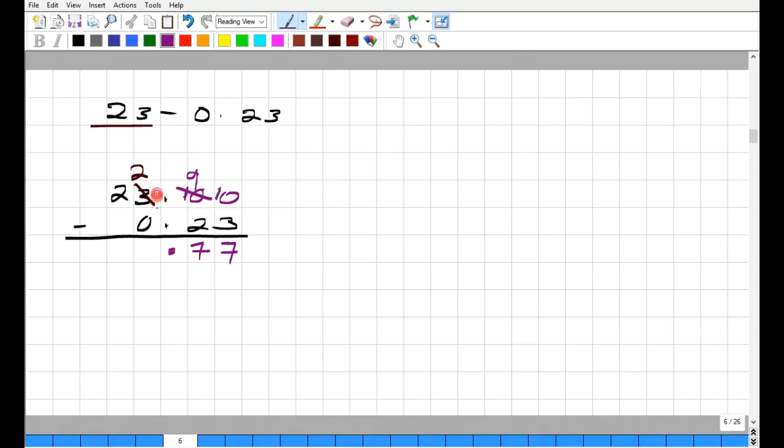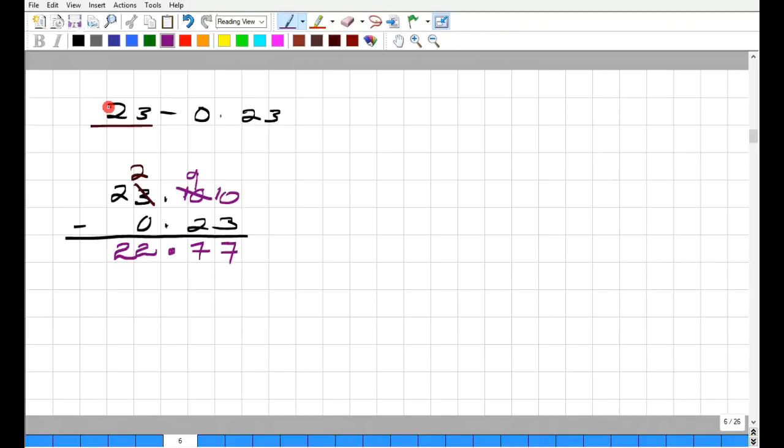Decimal point on the decimal point. I have nothing to subtract here. I have nothing to subtract here. So my answer is 22.77. So 23, when we take away 0.23, we end up with 22.77. If we wanted to test to see if this is correct, we could actually use a reverse operation.